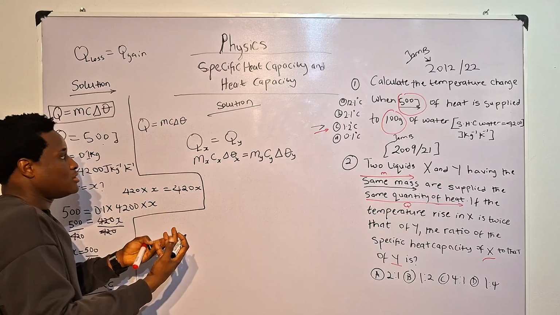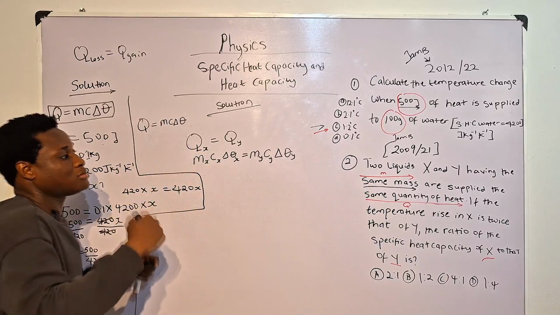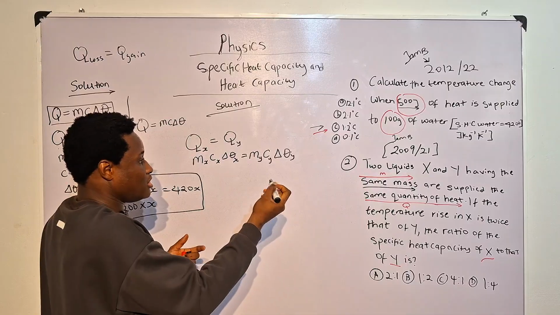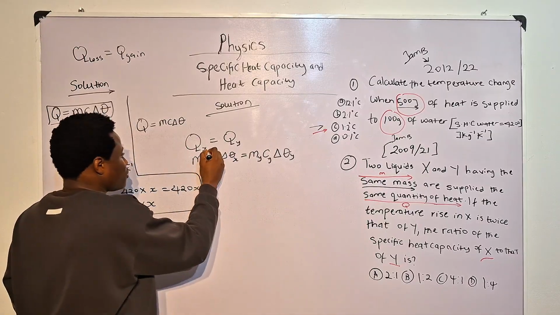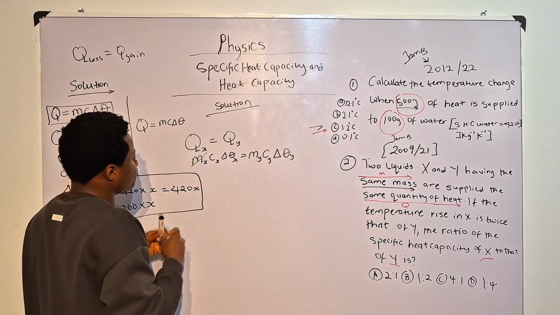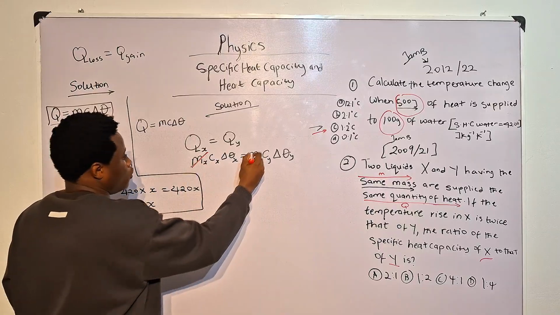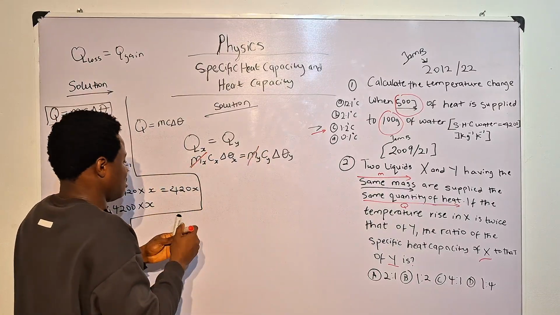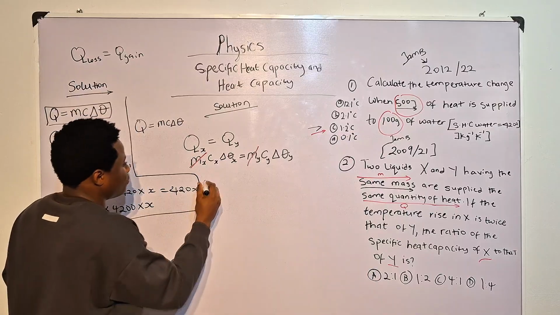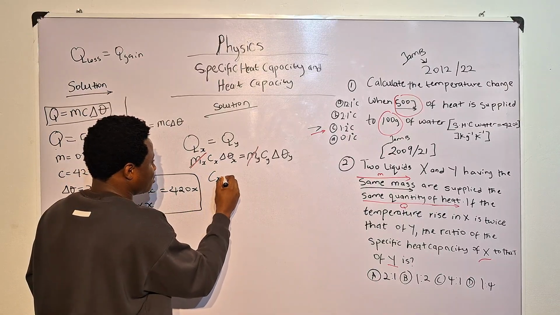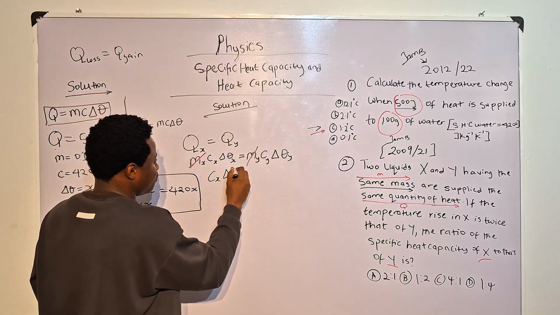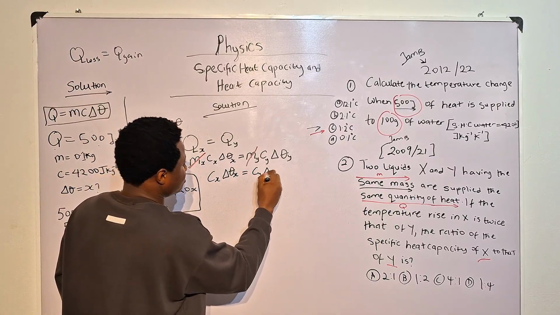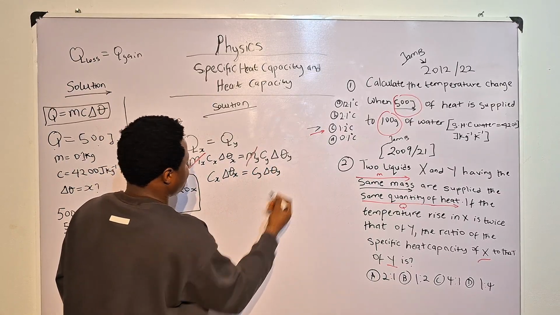Now we have to expand the equation for us to be able to cancel out our mass. Because they said the two liquids have the same mass, we cancel out our mass. So we'll be left with the specific heat capacity of X times the change in temperature of X is equal to specific heat capacity of Y times the change in temperature of Y.